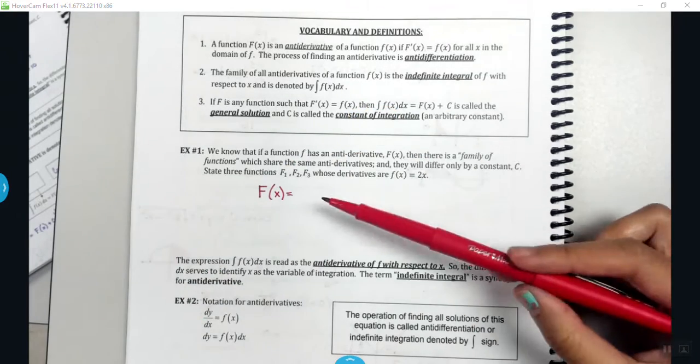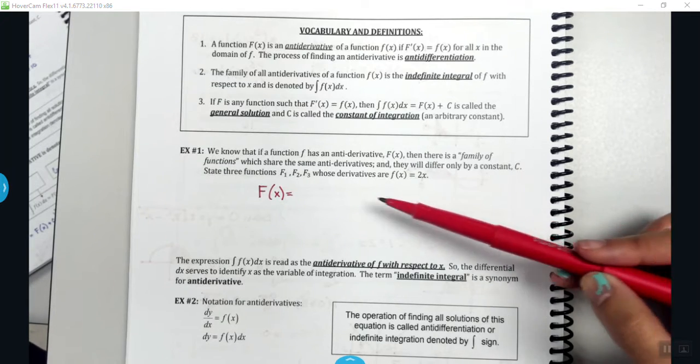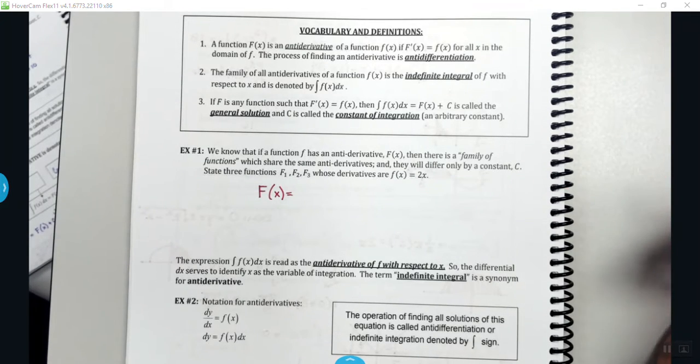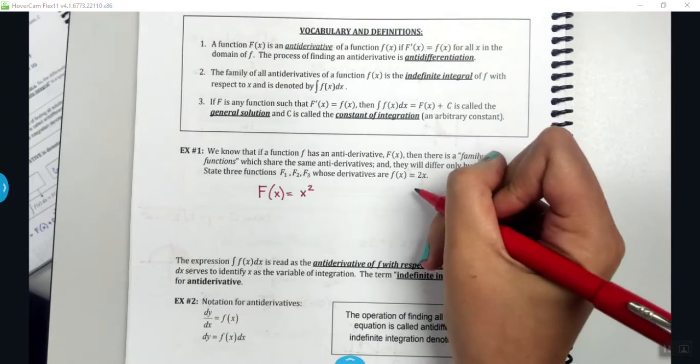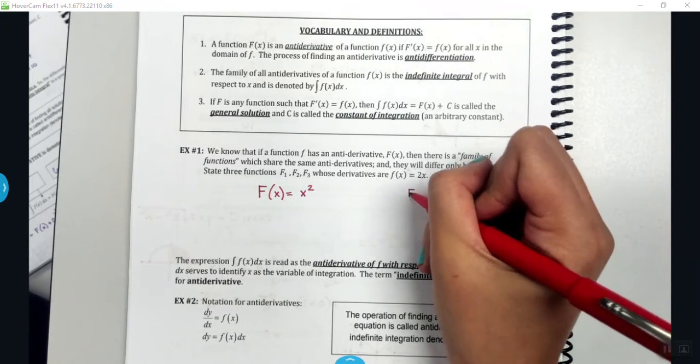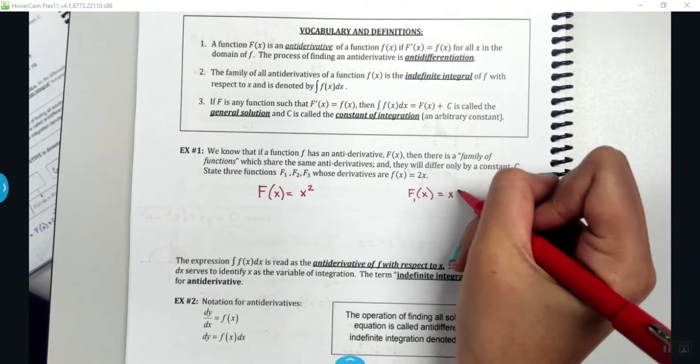So, what is the antiderivative of 2x? What's the derivative of what is 2x? X squared, good. But couldn't f of x be x squared plus 2?